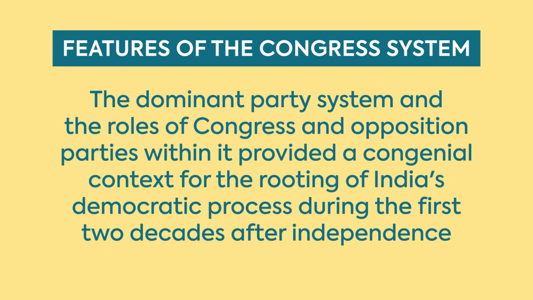The dominant party system and the roles of the Congress and opposition parties provided a congenial context for the rooting of the Indian democratic process during the early years of the Indian constitutional framework. Now, students, please note that there were parties in opposition, but these opposition parties did not seek to change the government; rather, they wanted to bring about some change in policies. They worked with the Congress in order to create a stronger democratic framework for India.